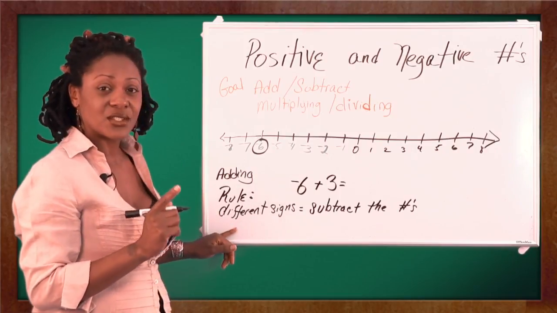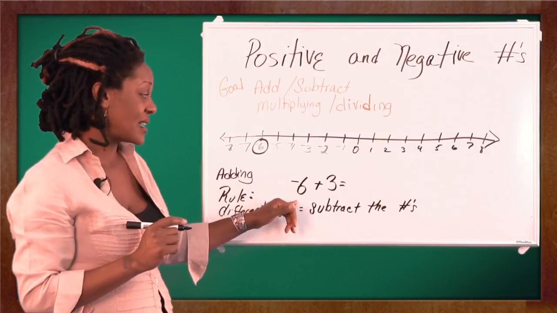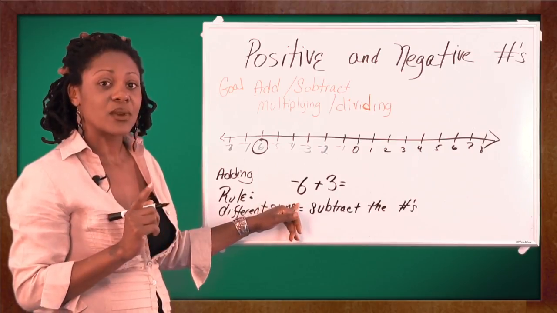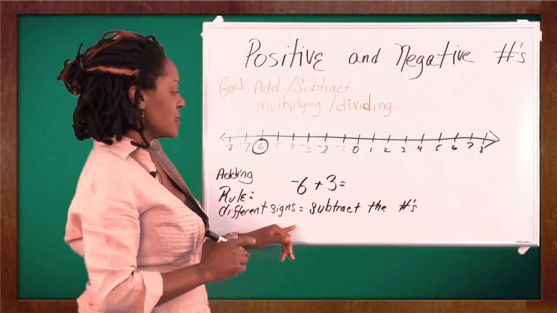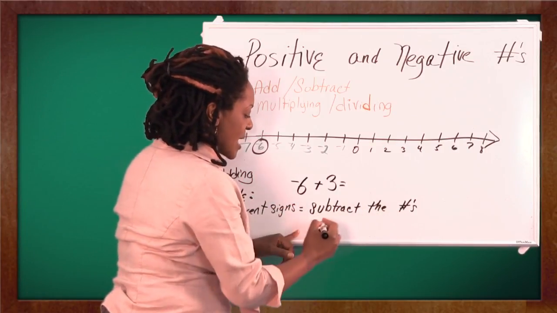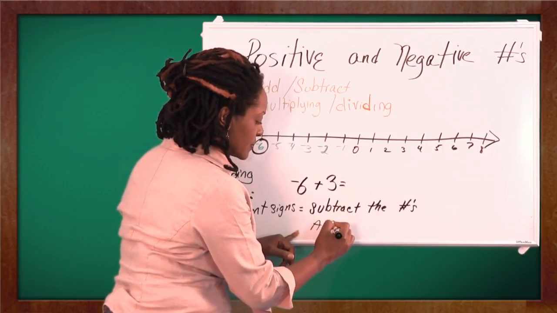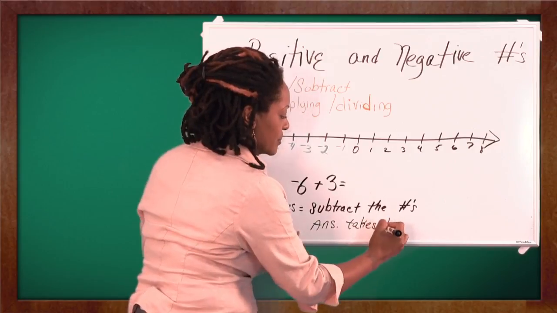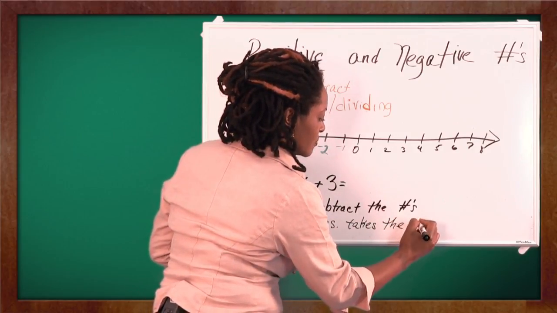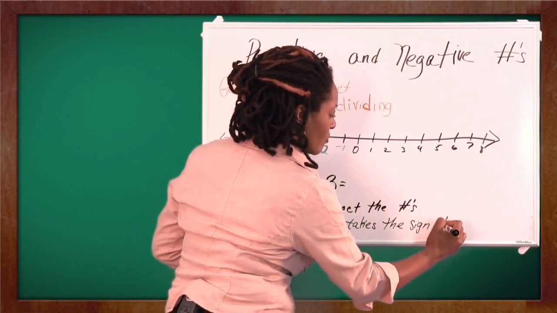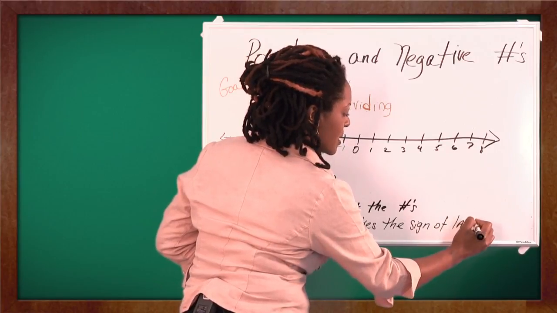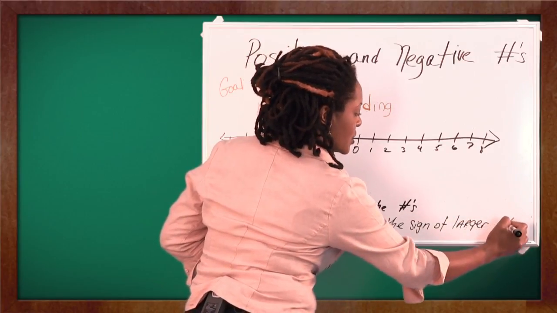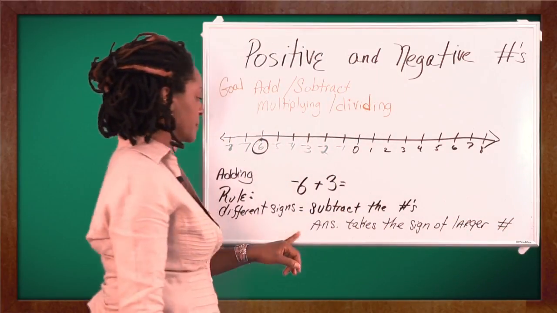Now remember, that's just the rule when the signs are different and we're adding. Okay, so subtract the numbers, and the answer takes the sign of the larger number. And I'm going to step out of the way, give you a chance to write this all down.